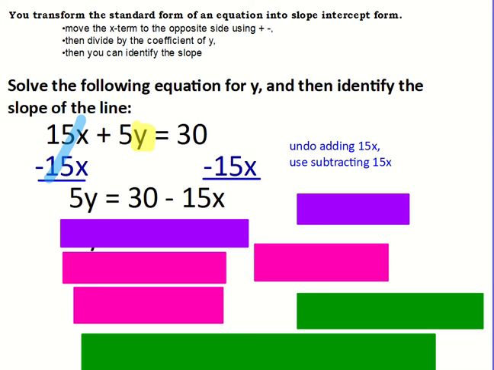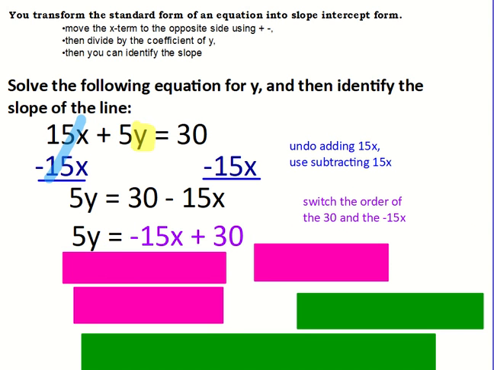Now, I'm going to rewrite this equation. I'm going to reverse the order. I'm going to switch the order of the 30 and the minus 15x. So I'm going to write the minus 15x first and then the positive 30. So from here, y is almost by itself. We have the 5 in front of it.